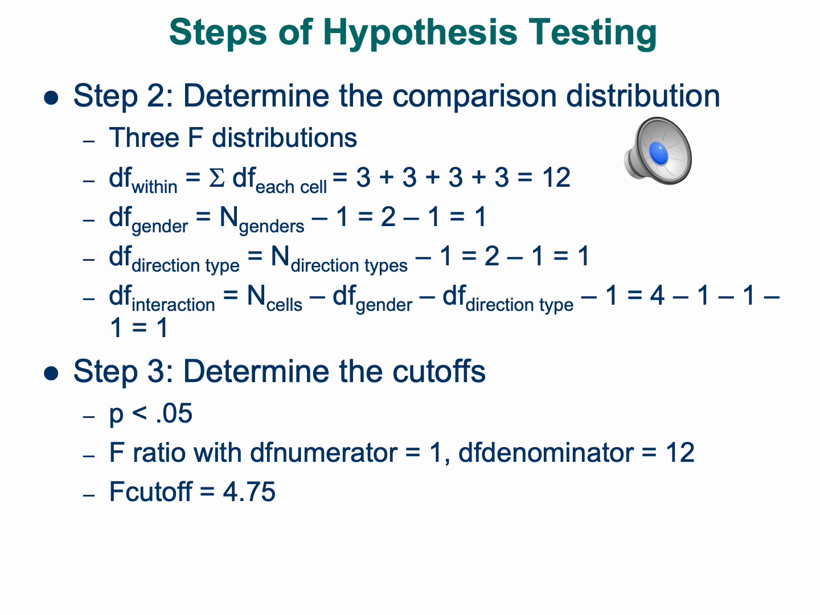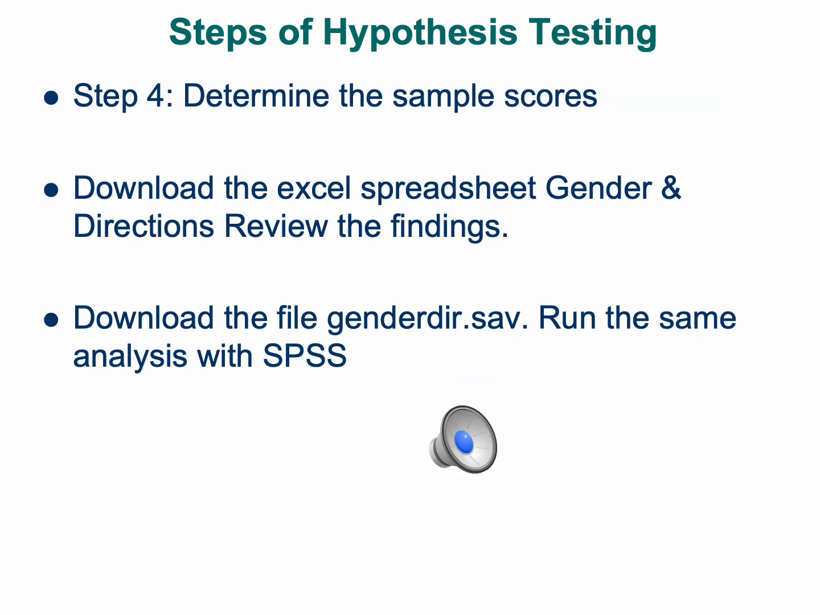So when we actually calculate things with this sample, we're going to be looking for an F-score of 4.75 or higher. All right, step number 4 is to actually determine your sample scores on levels of these things. So actually calculate the means and calculate the F-statistics to find out if we can make an inference.